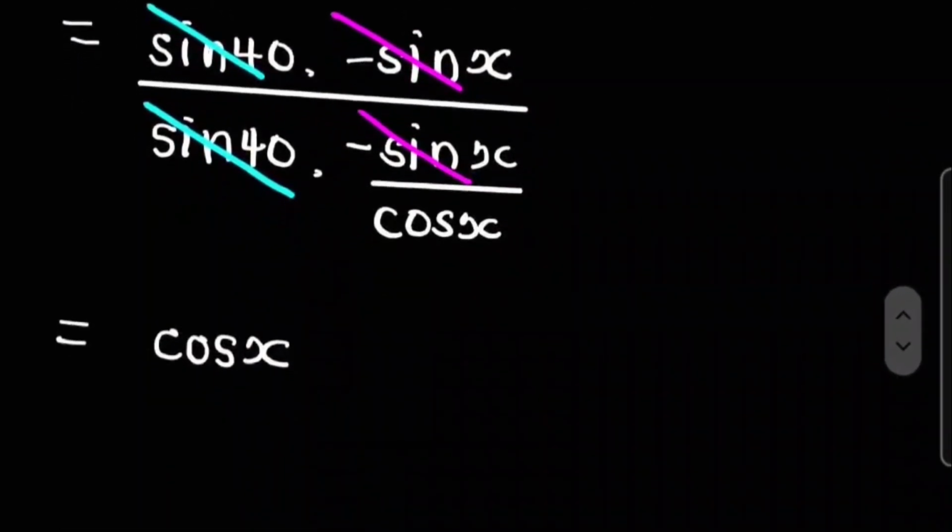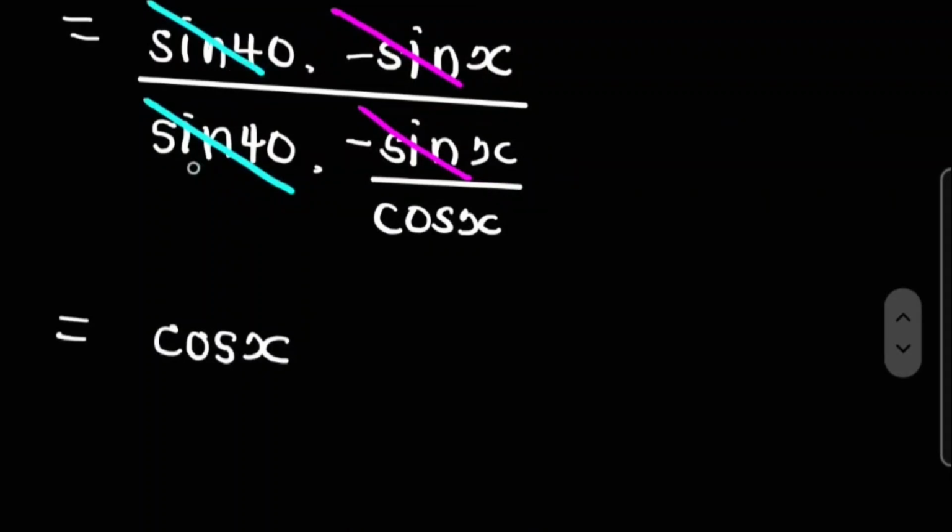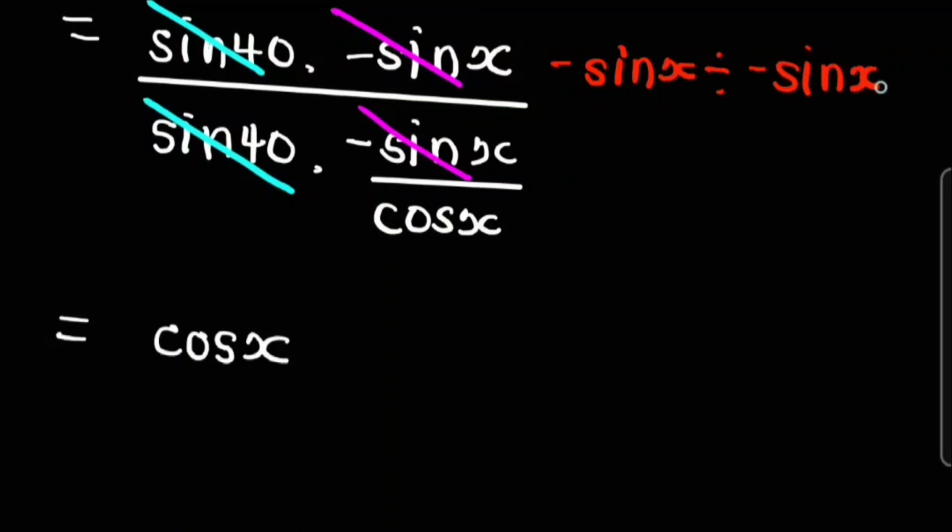But if you're not sure what happened here, or if you find it difficult to understand how to simplify fractions of this kind, I always suggest that you can rewrite your main fraction line as a division sign. So I'm just going to show you on the side what I mean. We had negative sine x, that is being divided by negative sine x over cos x. So notice I replaced the main fraction line with a division sign.